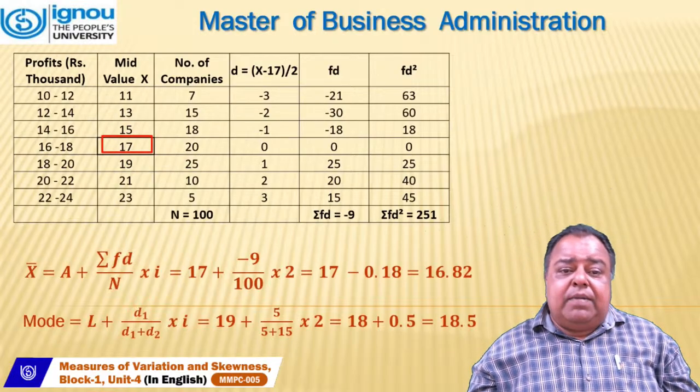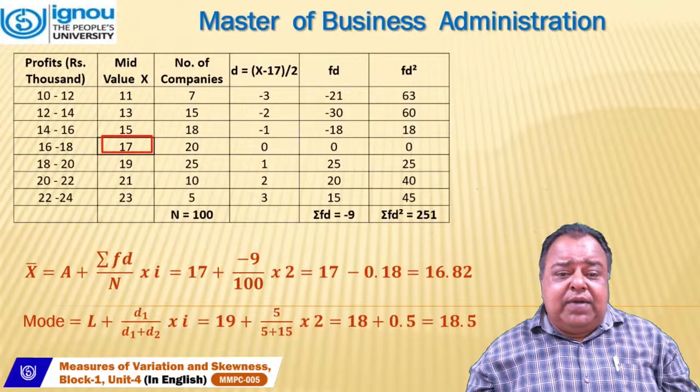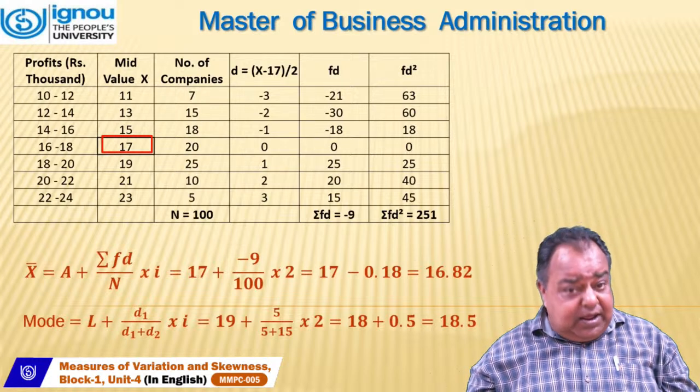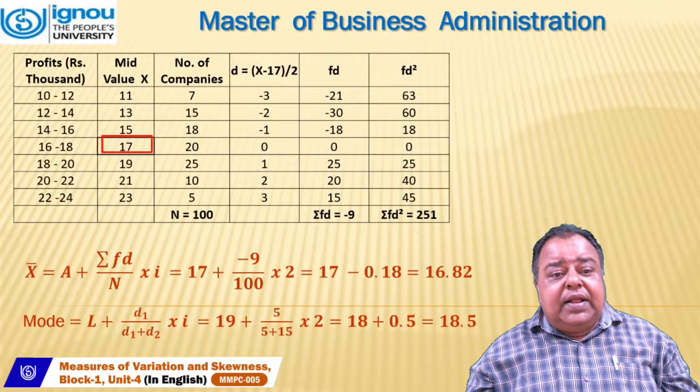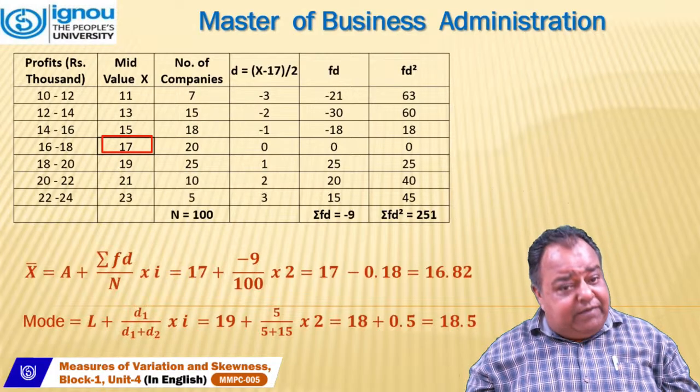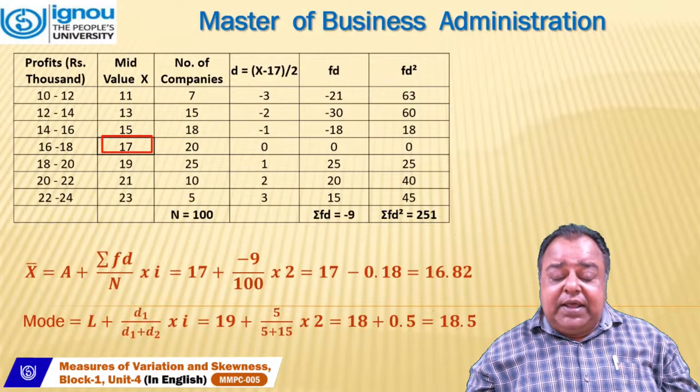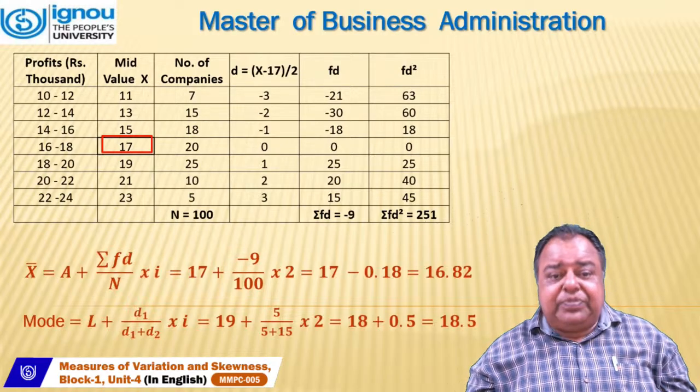Now, column number 4. We have to evaluate d is equal to x minus 17 divided by 2. That is, if you remember the formula, d is equal to x minus a upon i. So i is the difference between 12 and 10, that is 2. x is the mid value, and 17 is what we have assumed.